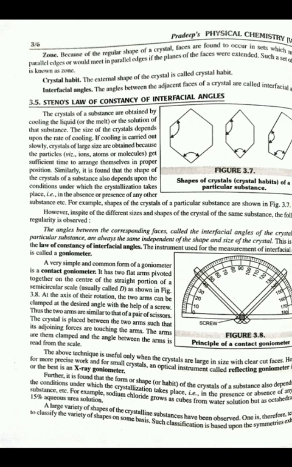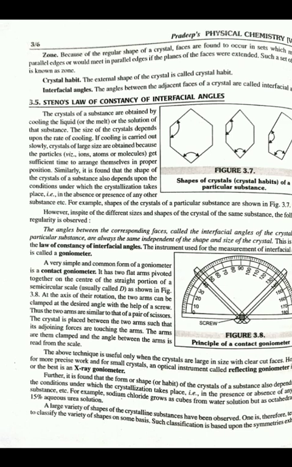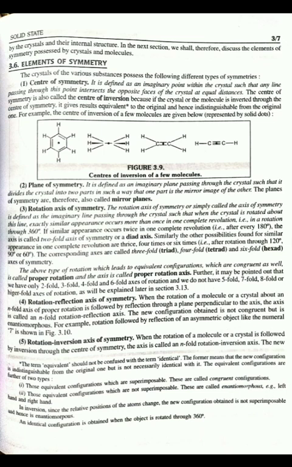Further, it is found that the form or shape or habit of the crystals of a substance also depends upon the conditions under which the crystallization takes place, that is, in the presence or absence of any other substance, etc. For example, sodium chloride grows as cubes from water solution but as octahedra from 15% aqueous urea solution. A large variety of shapes of crystalline substances have been observed. One is therefore tempted to classify the variety of shapes on some basis. Such classification is based upon the symmetries exhibited by the crystals and their internal structure. In the next section, we shall therefore discuss the elements of symmetry possessed by crystals and molecules.